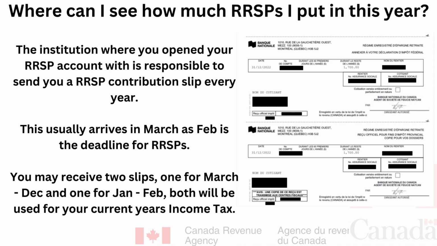So if you are banking, let's say, with TD Bank and they have your RRSP accounts with them, they are responsible to let you know, hey, your slips are ready, you can download them here, or they'll send them in the mail or whatever. And if you've contributed to your RRSPs during last year from March 2nd to December, you will get one slip for that.